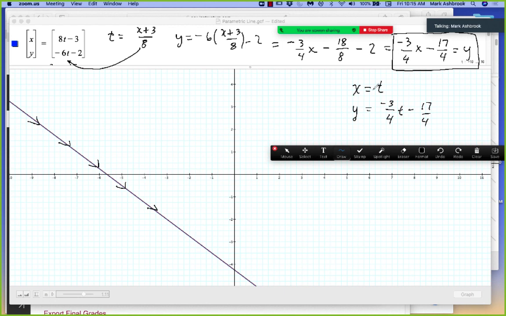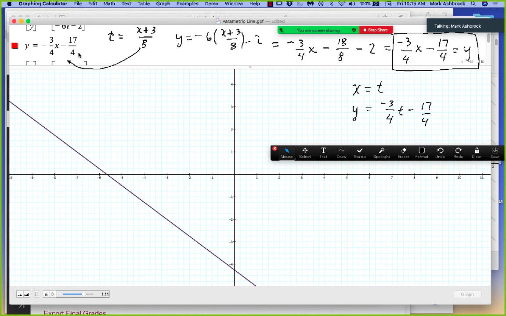Okay, so now if I were to graph this parametric function, what would I see? So now I'm gonna turn off the y as a function of x version. And there's my blue, that's my original form of the parametric function.